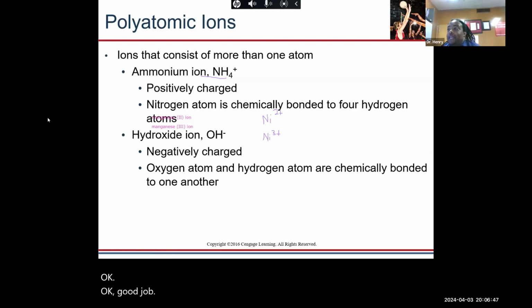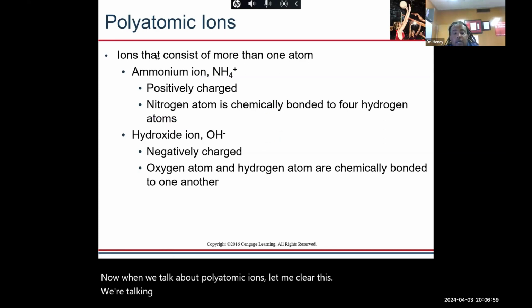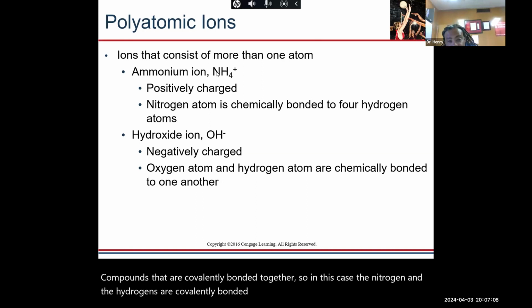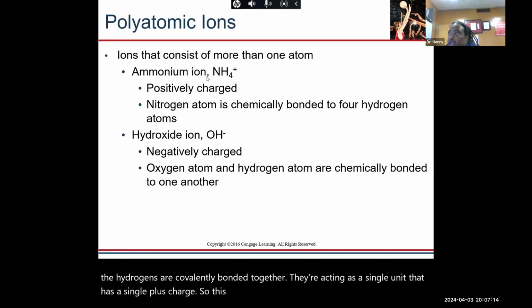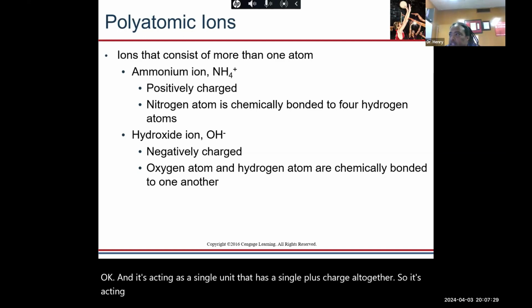So we have polyatomic ions. Now, what does that mean? When we talk about polyatomic ions, we're talking about compounds that are covalently bonded together. So in this case, the nitrogen and the hydrogens are covalently bonded together. They're acting as a single unit that has a single plus charge. This guy is called the ammonium ion, and its chemical formula is NH4 plus. It's acting together with a single plus.